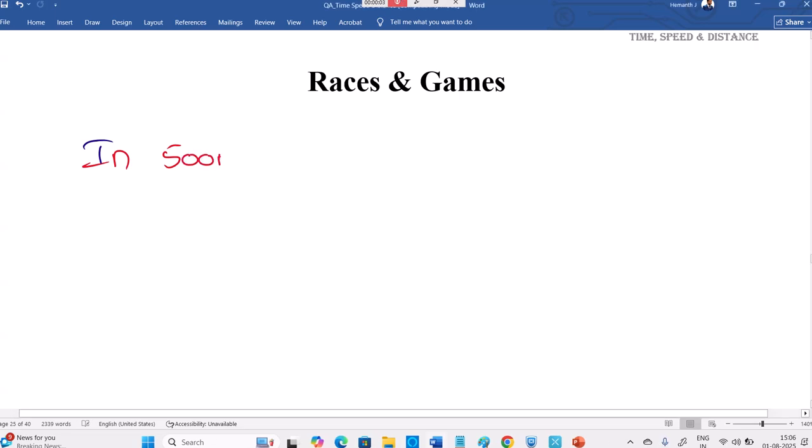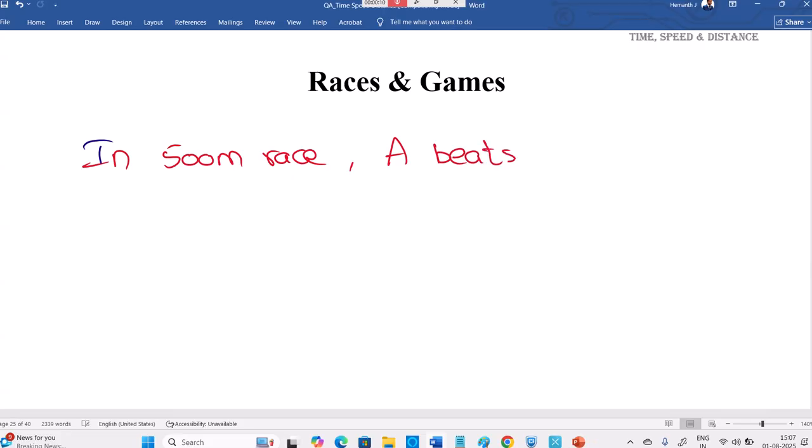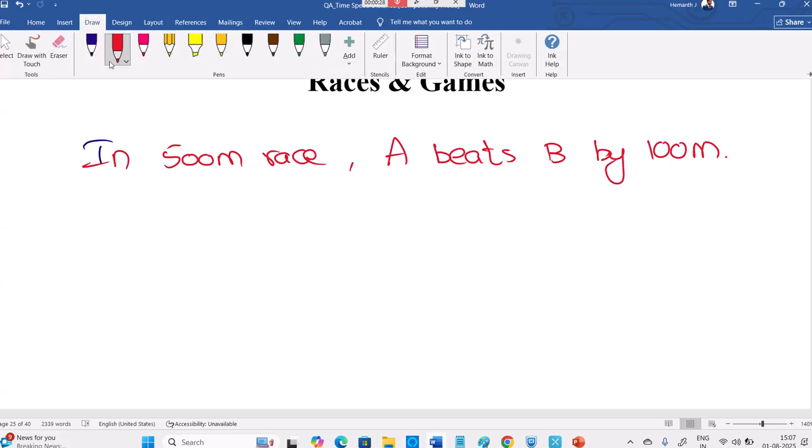So in a 500-meter race, A beats B by 100 meters. If they give a statement like this in a question, first we should understand the statement properly. In a 500-meter race, A beats B by 100 meters means A, the person in the statement who beats, should complete the race.